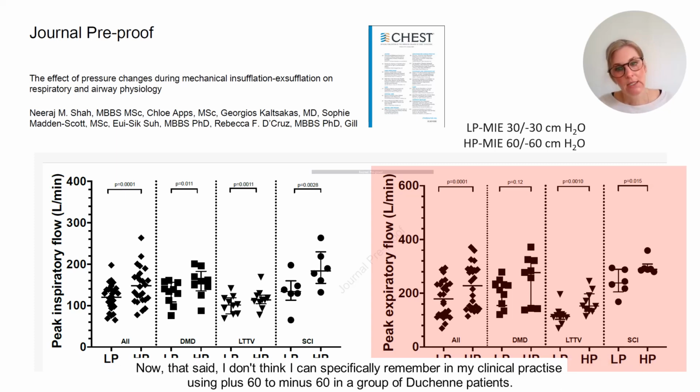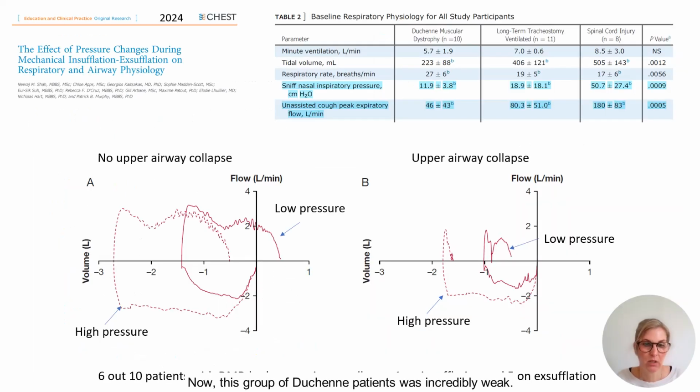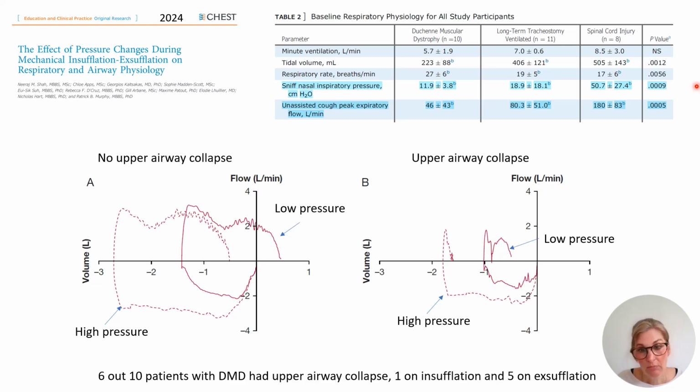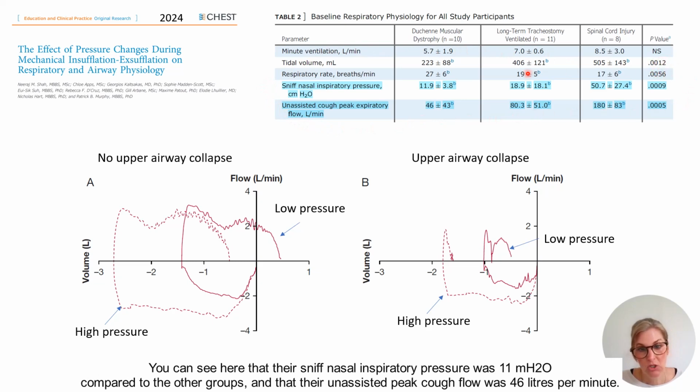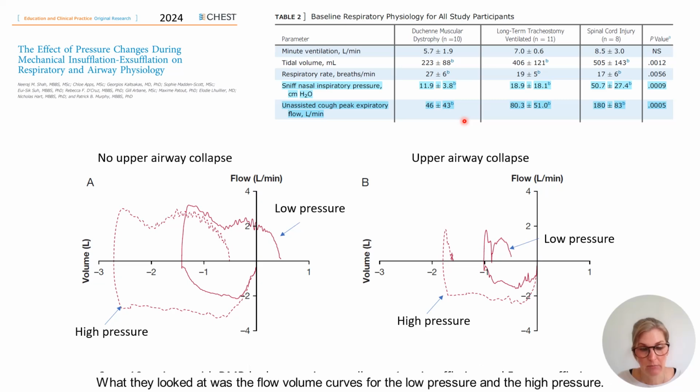Now, that said, I don't think I can specifically remember in my clinical practice using +60 to -60 in a group of Duchenne patients. Now, this group of Duchenne patients was incredibly weak. You can see here that their sniff nasal inspiratory pressure was 11 centimetres of water compared to the other groups, and that their unassisted peak cough flow was 46 litres per minute.